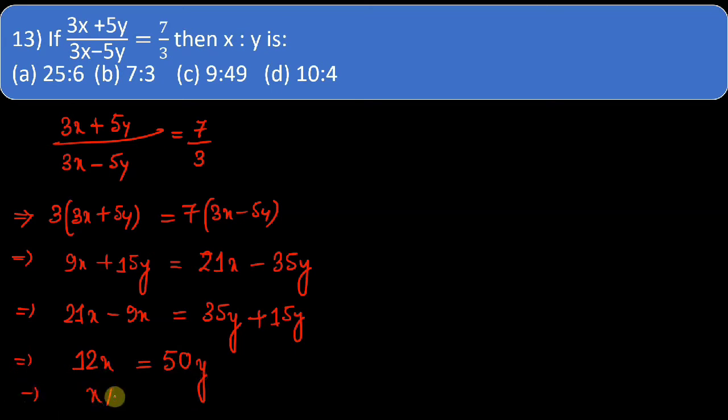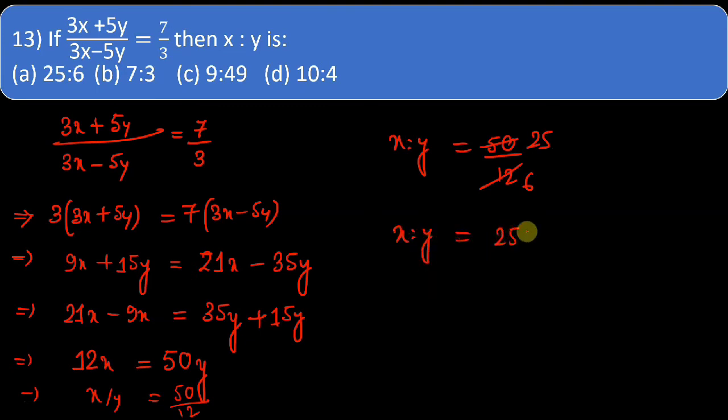So x by y is equal to 50 by 12. So x is to y, we get as 50 by 12, which reduces to 25 by 6. That is, x is to y is equal to 25:6, which is the respective answer. So the correct option is option number A.